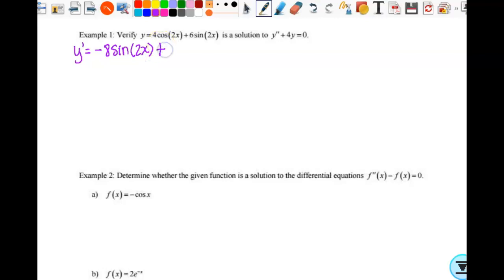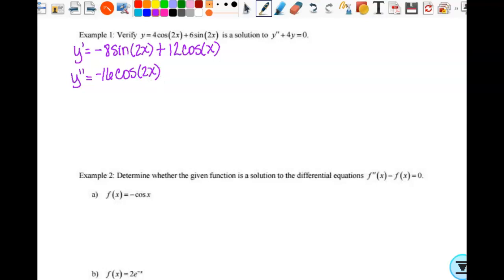Plus, the derivative of sine is cosine. Have to use the chain rule again. And then the derivative of 2x is 2, so I'll take that 2 times 6. That gives me 12 times the cosine of 2x. Okay, so there's y prime. Now I need y double prime. Chain rule again. Derivative of sine is cosine. Derivative of 2x is 2, so this will give me negative 16 times the cosine of 2x.